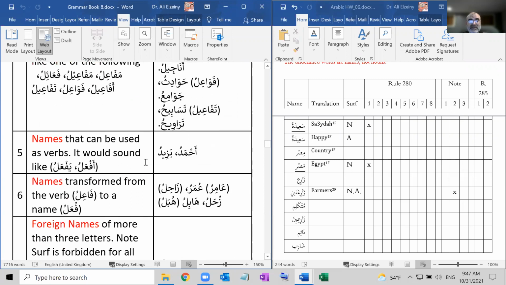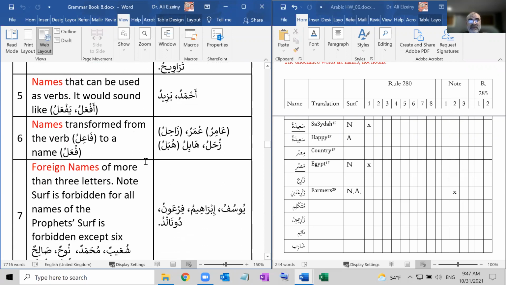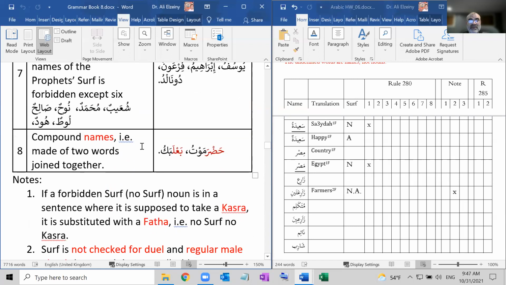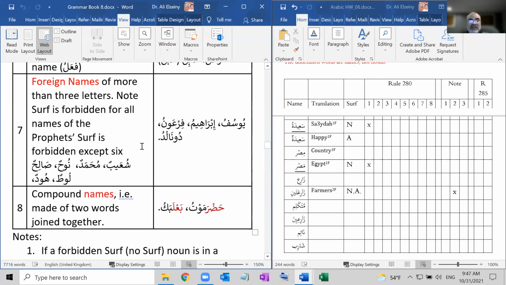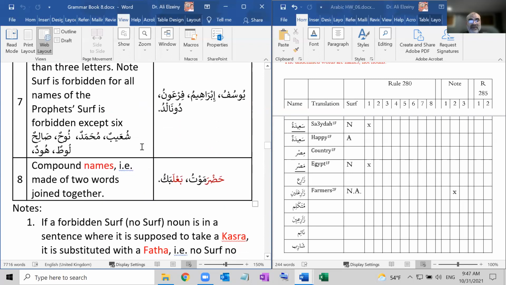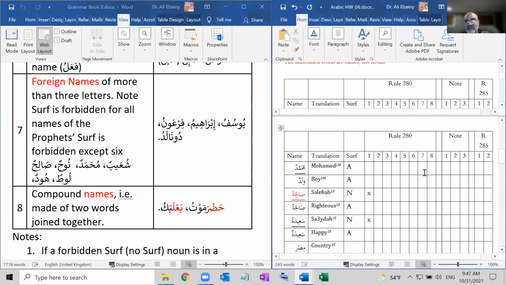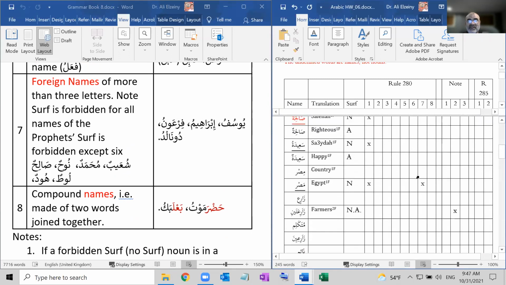Can it be used as a verb? No. Is it transformed from a verb? No. Is it a foreign name? No. Actually, it's a foreign name. Misr is a foreign name. And is it a compound name? No. So sarf is forbidden here according to case number one and case number 7. Case number 1 and case number 7, because Misr in Arabic is a foreign name.